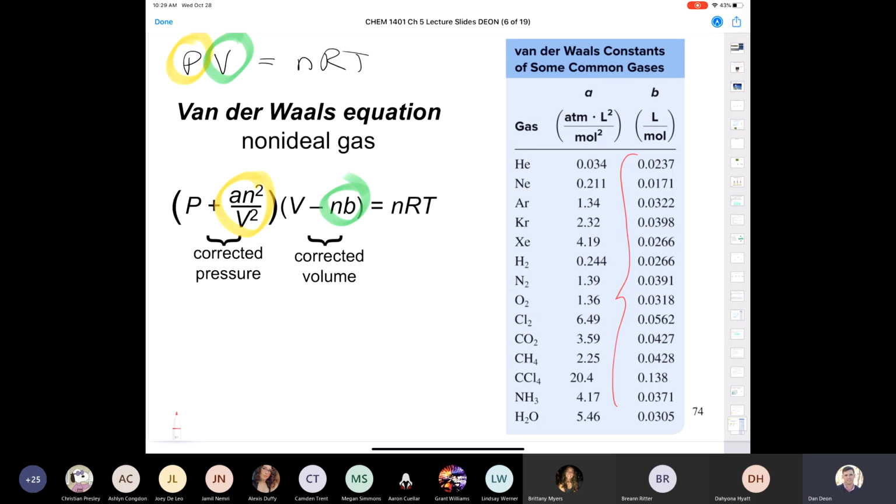So as molar mass increases, generally you're going to see that the corrected volume gets bigger and bigger. If you compare something like carbon tetrachloride with, say, helium, helium is a much lighter gas than carbon tetrachloride, and so you can see that its correction factor is less.